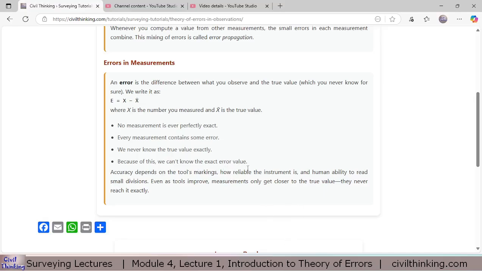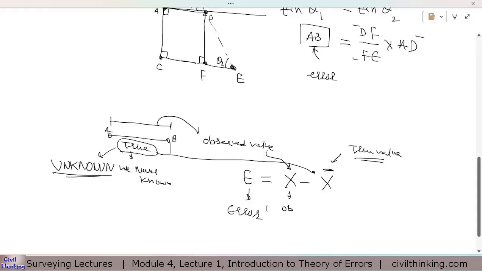Here is one more point. Because this error is the difference between the observed and the true value, and we don't know the true value, how can we know the exact error? I will put it in a funny way: there is an error even inside that error. There is some error even in this measured error. Even the error is unknown, so it is not 100% accurate.